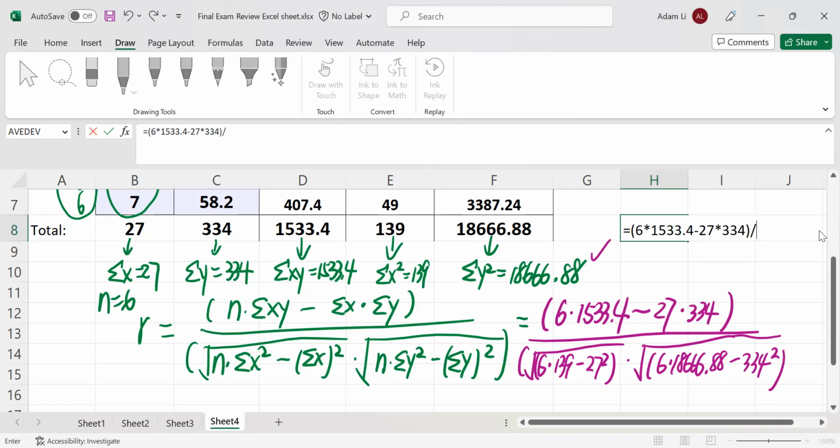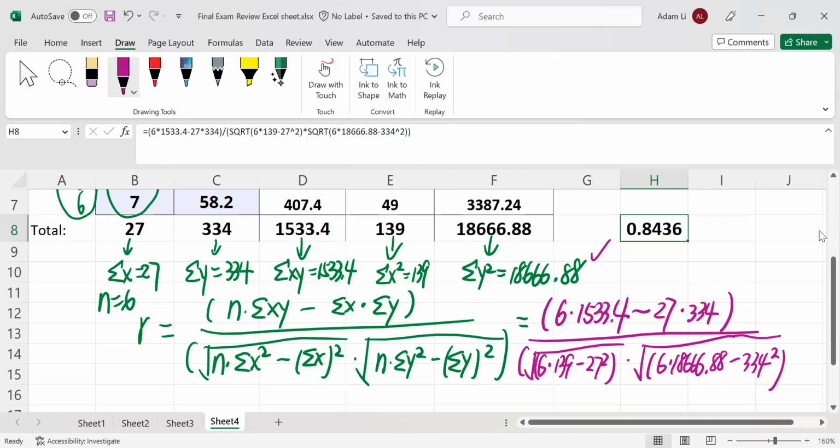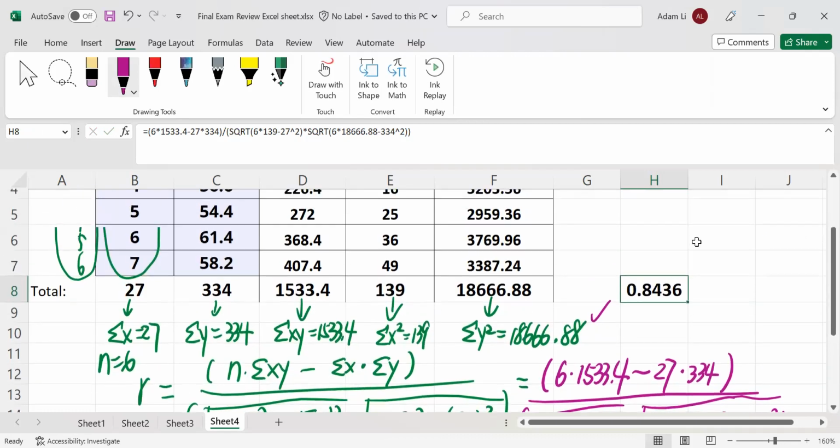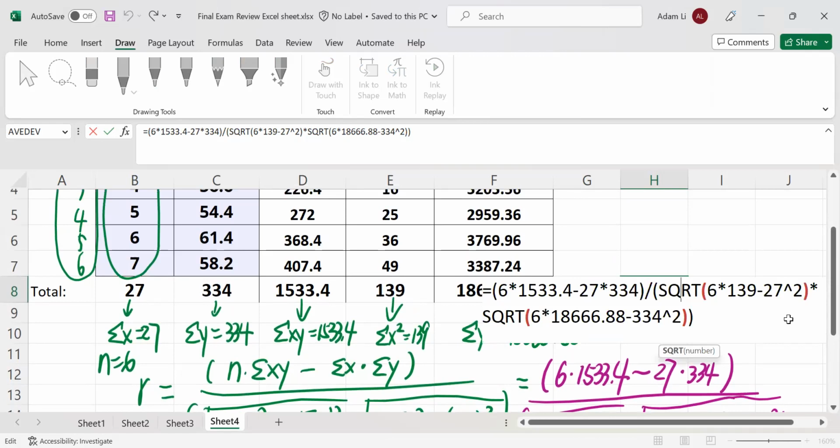Close parentheses divided by open parentheses, first square root of 6 times 139 minus 27 squared. Multiply by second square root of 6 times 18666 minus 334 squared. And of course, another parentheses. Yes, so the answer comes out to 0.8436.